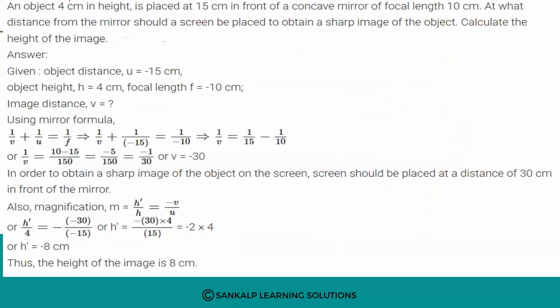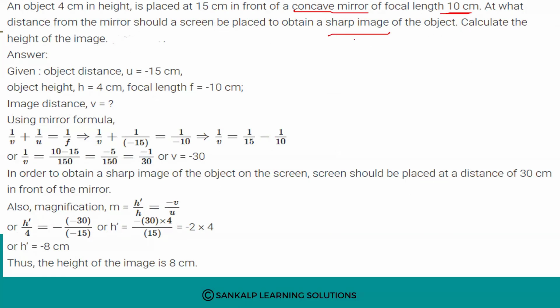Next one. An object 4 centimeter in height is placed at 15 centimeter in front of a concave mirror of focal length 10 centimeter. At what distance from the mirror should a screen be placed to obtain a sharp image of the object? Calculate the height of the image.